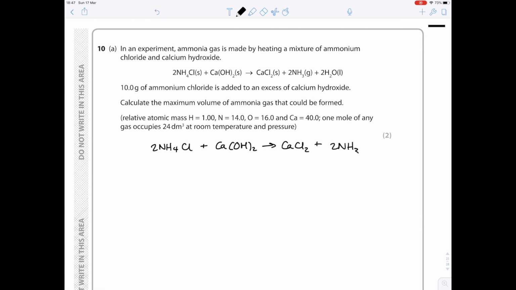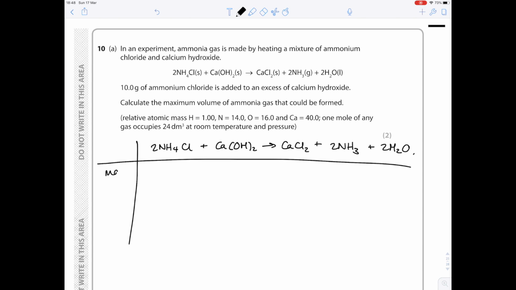So let's start by writing out the balanced symbol equation. My table as usual. Okay, so first of all, we're told that we have a mass of ammonium chloride, which is 10 grams. And we're looking for the volume of ammonia. So I'm going to just write that over here so I know what I'm doing.